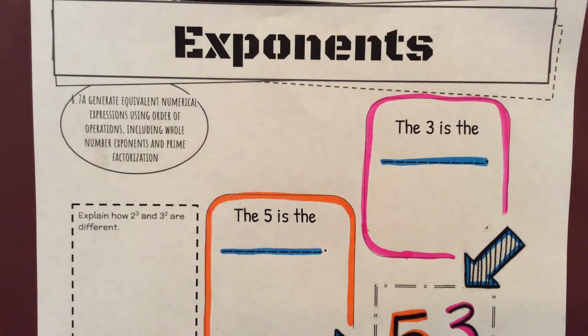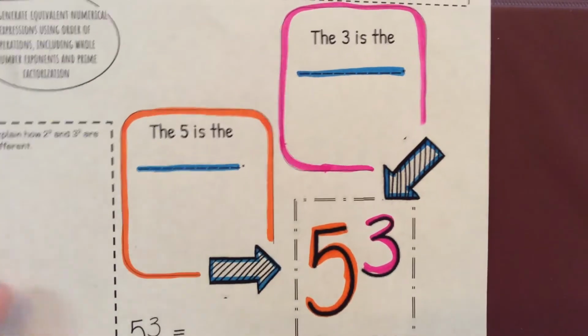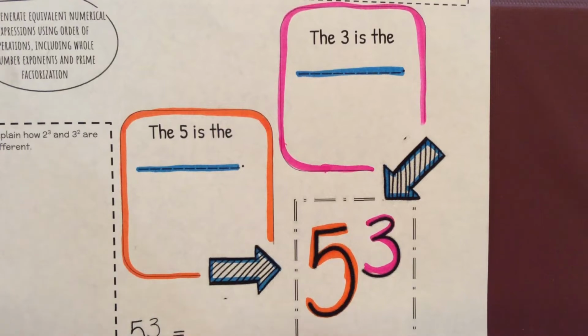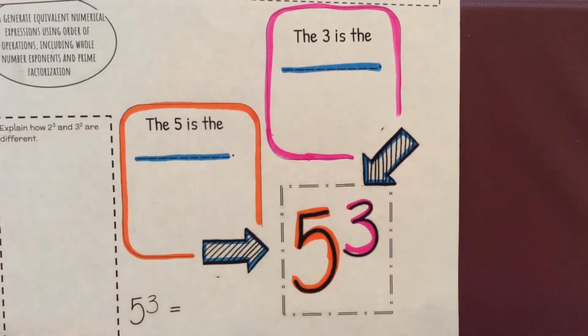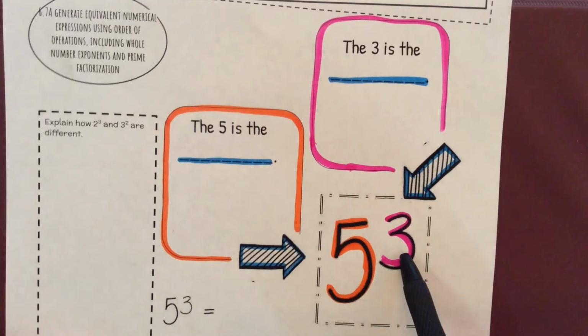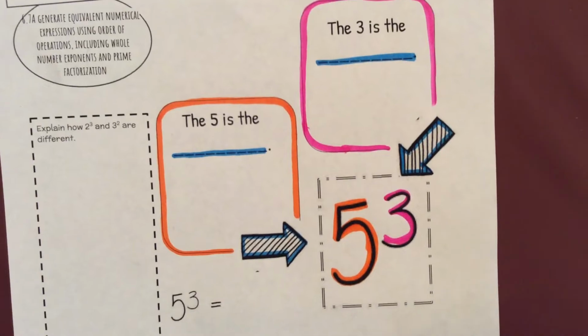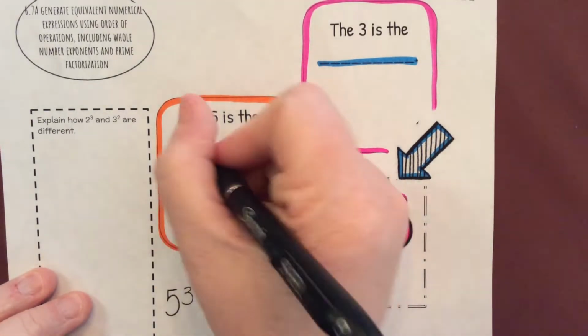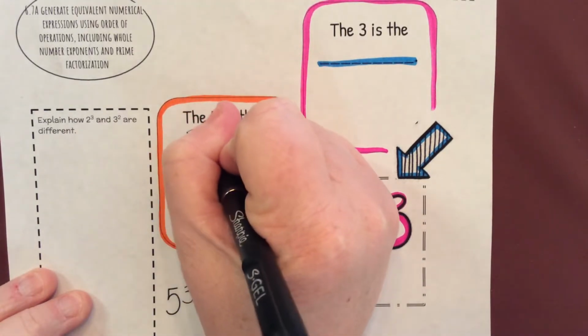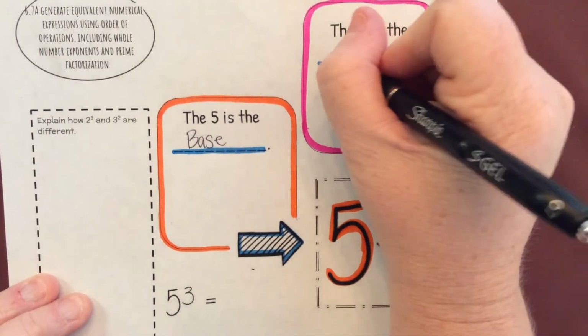So the first thing we're going to do is talk about a couple of different key words here. So make sure you're looking at this part of your page. Let me raise up the camera just a little for you. Okay, so we have a number here. It's 5 to the third power, okay? The 5 is the base. The 3 is the exponent.